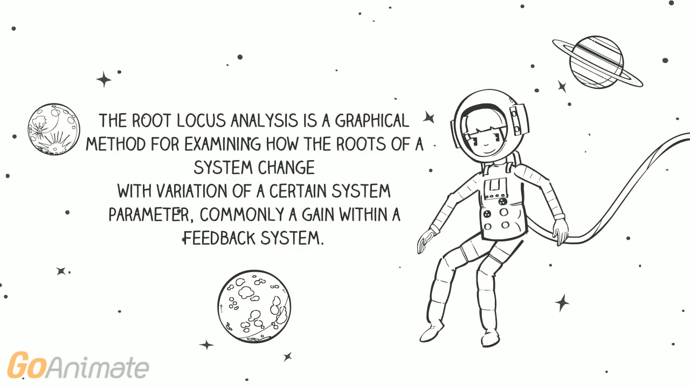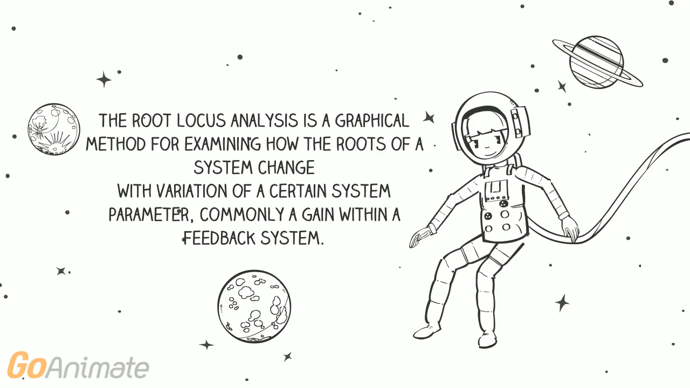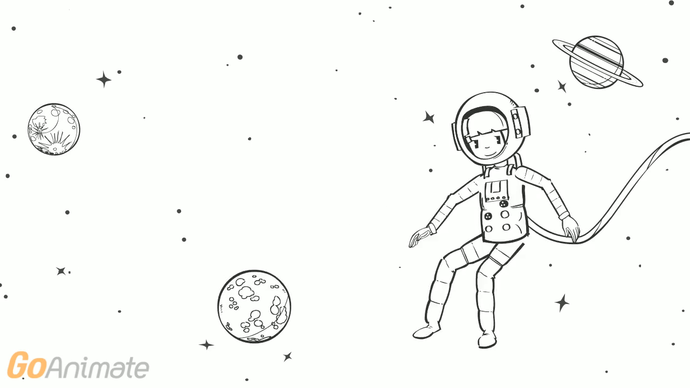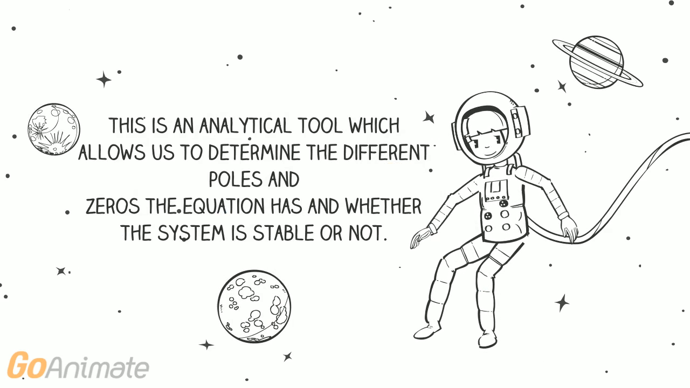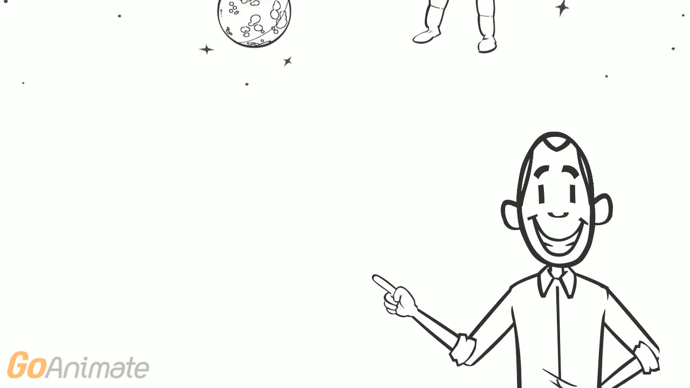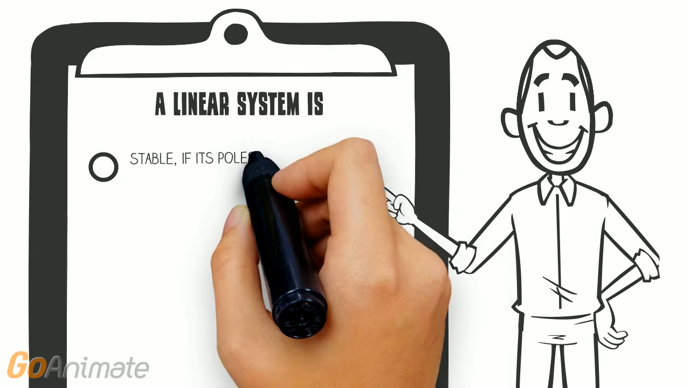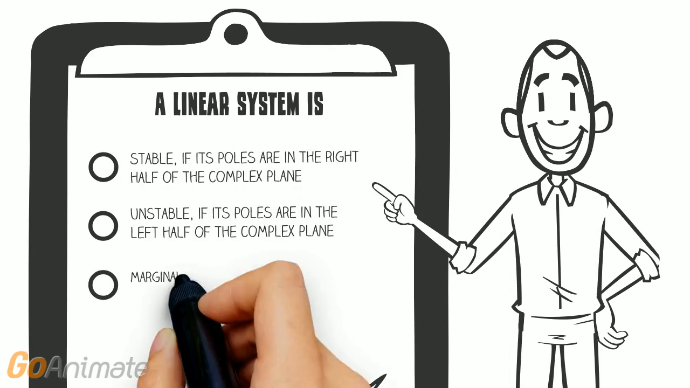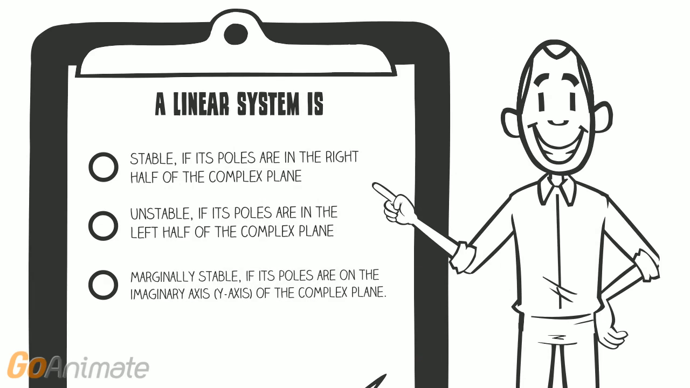The root locus analysis is a graphical method for examining how the roots of a system change with variation of a certain system parameter, commonly again within a feedback system. In other words, this is an analytical tool which allows us to determine the different poles and zeros the equation has and whether the system is stable or not. Stable, if its poles are in the left half of the complex plane. Unstable, if its poles are in the right half of the plane. Marginally stable, if its poles are on the imaginary axis.